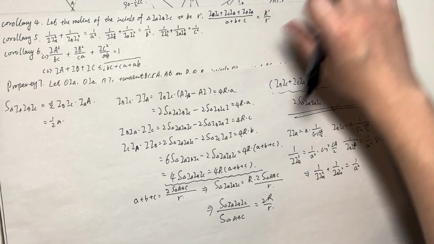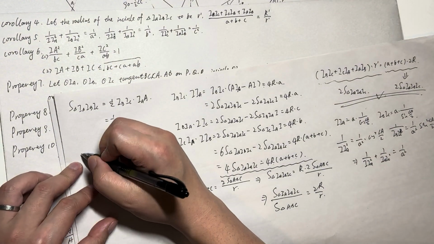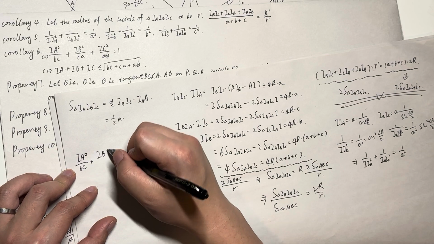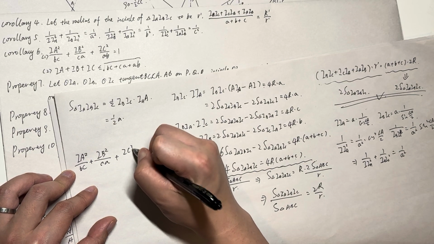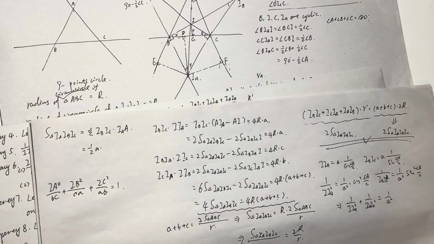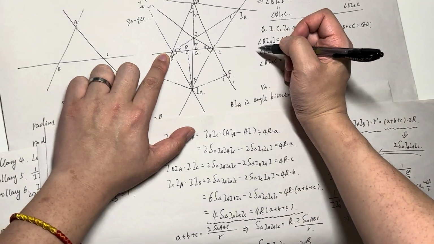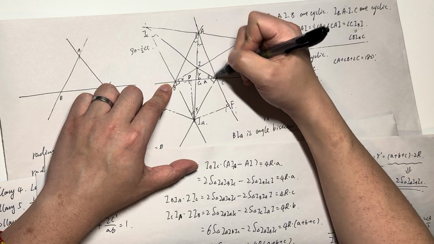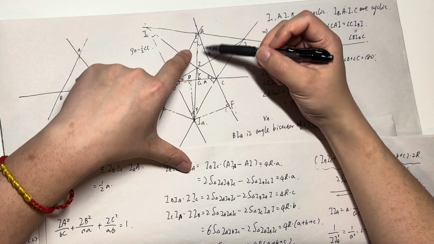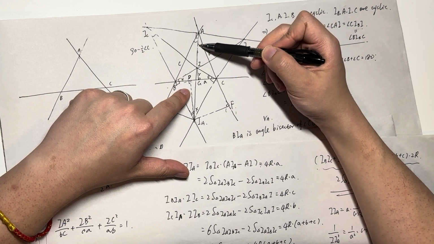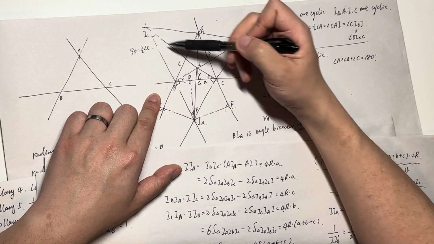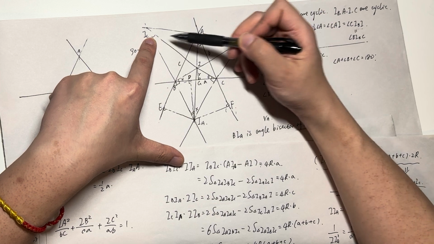And for the next one, we want to prove that IA squared to BC plus IB squared to CA plus IC squared to AB equals 1, right? So let me just mark it here. BC is actually A, right? And AC is B. AB is C. We know that angle IAC equals angle BAI equals angle BICC. So basically this angle equals this angle equals this angle.